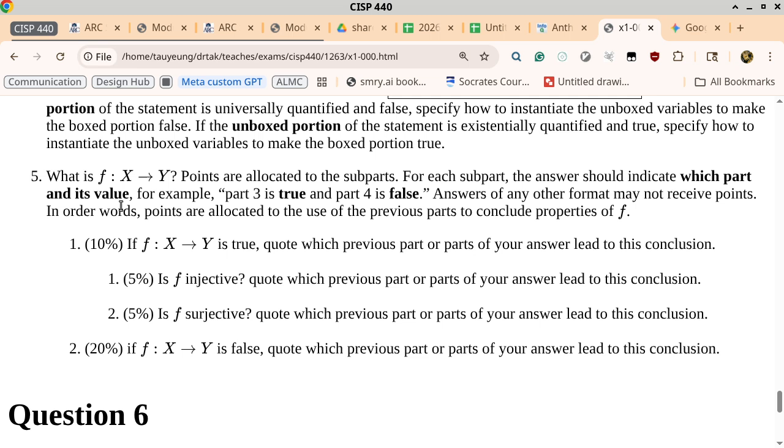you have to tell me whether something is true or false, and that explains why it is a function or not a function, or if it is a function, whether it's injective or not.